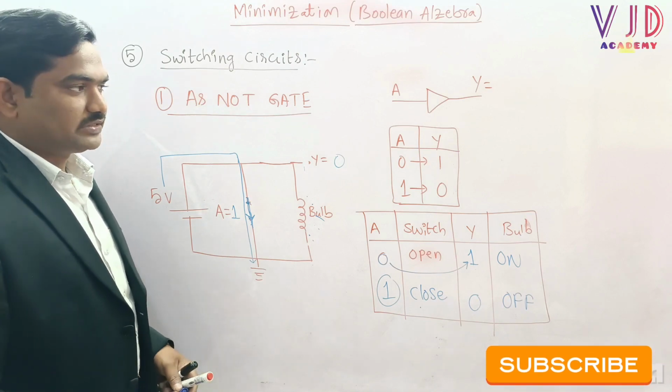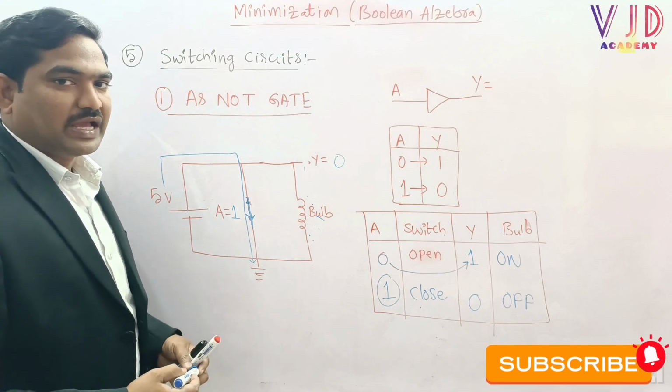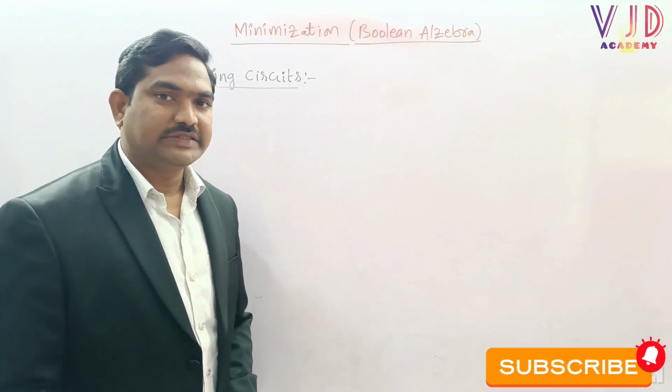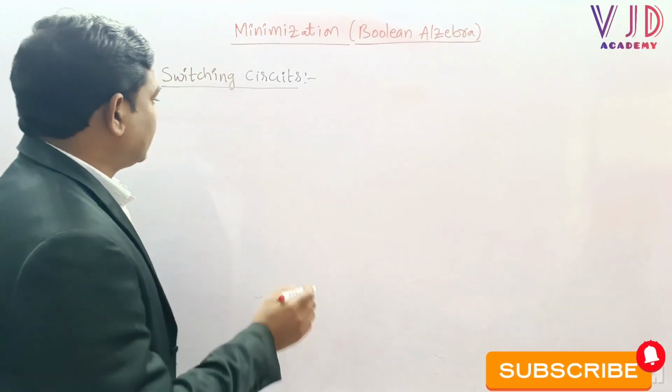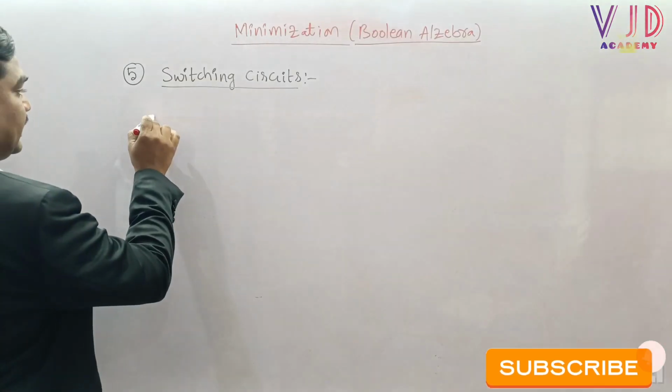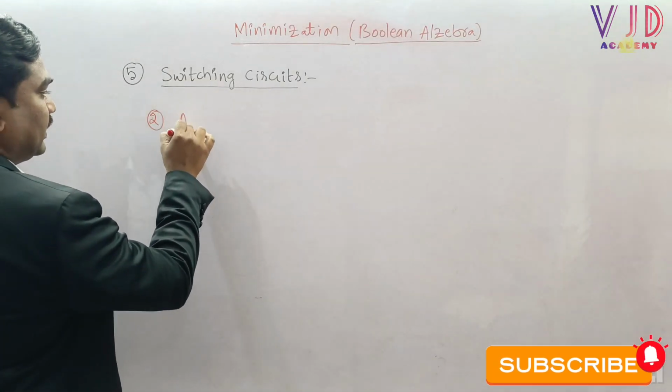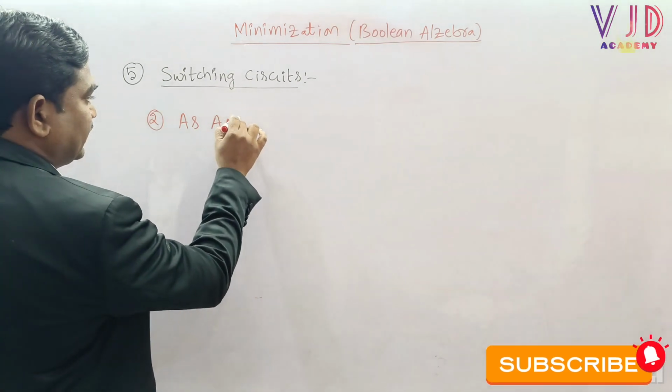And now let us try to understand how a switching circuit acts as an AND gate. Here I would like to take the second case, the AND gate.